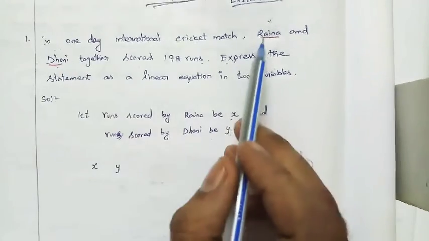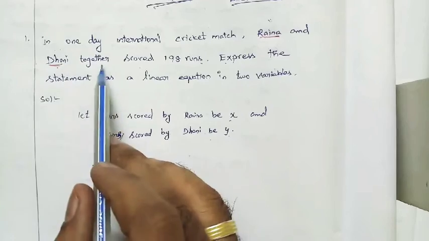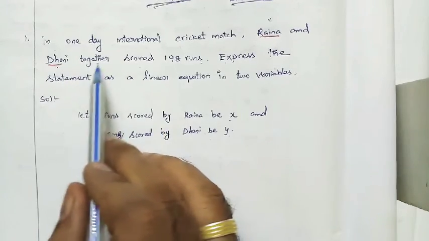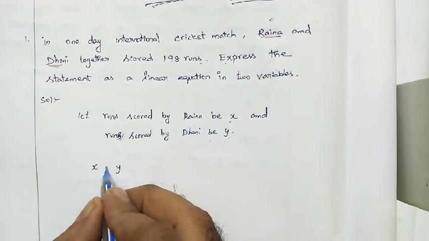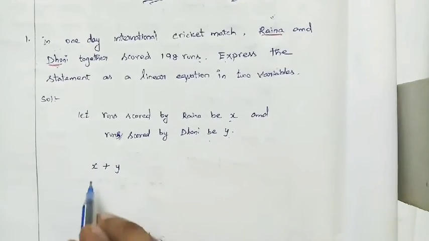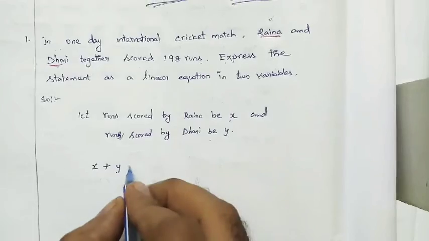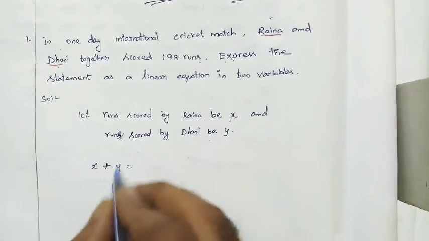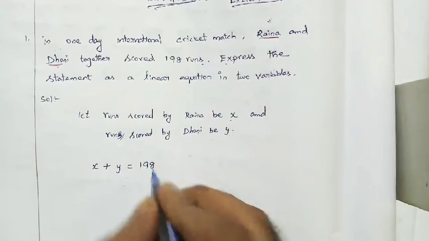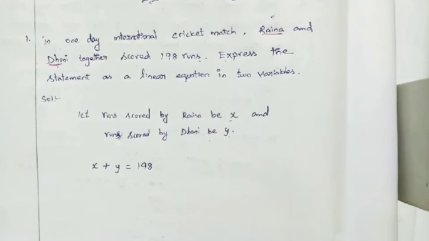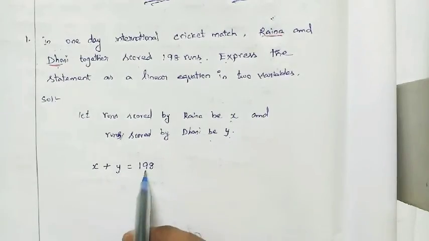Together means the total of Raina and Dhoni together scored 198. That is, together is total, the total of Raina and Dhoni. So it's x plus y. x plus y is equal to how much they have scored together? 198. And this is the equation for the above statement: x plus y is equal to 198.